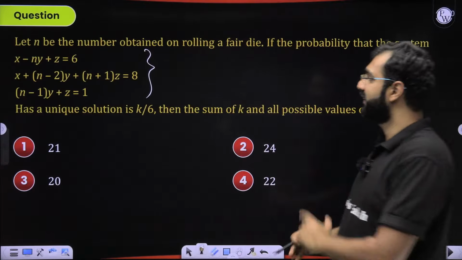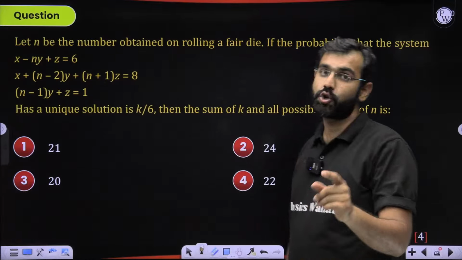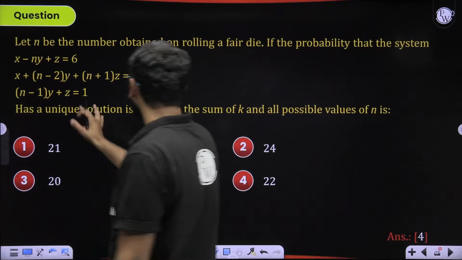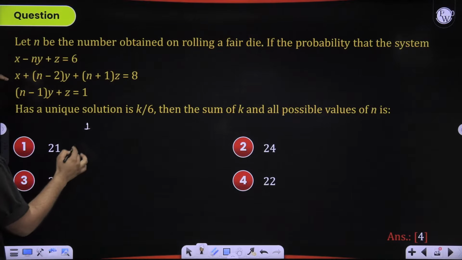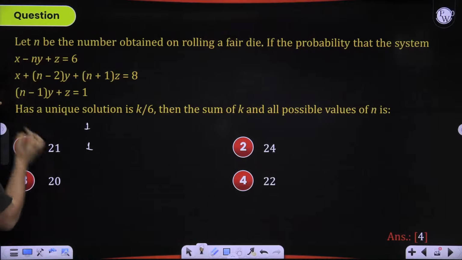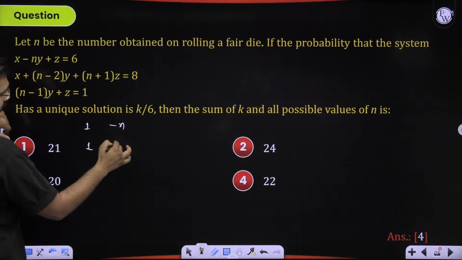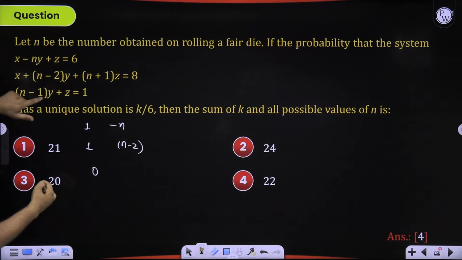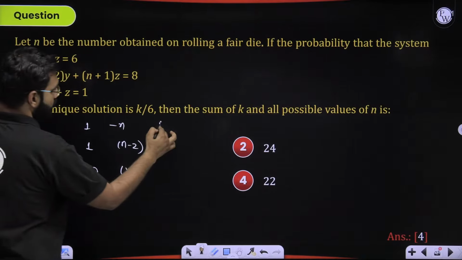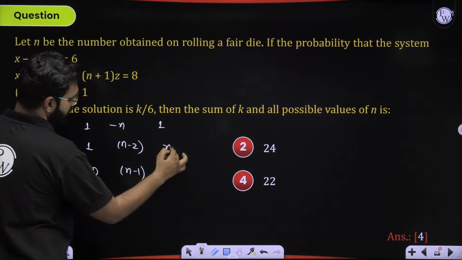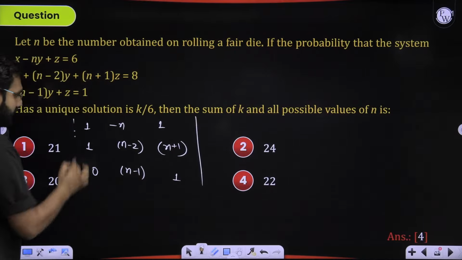But when somebody says that this system has a unique solution, what do we do? As per Cramer's rule, delta should not be 0. So let's apply that. Let me find delta. Delta is given by, here the coefficient of x is 1, the coefficient of x is 1, and for the third equation there is no term in x, so it should be 0. The coefficient of y is minus n, the coefficient of y is n minus 2, and the coefficient of y is n minus 1. The coefficient of z is 1 here, the coefficient of z is n plus 1 here, and the coefficient of z is 1 here. So this is going to be delta, and this should not be 0.